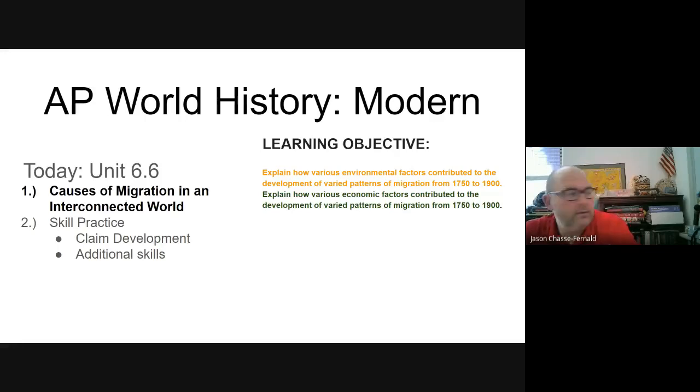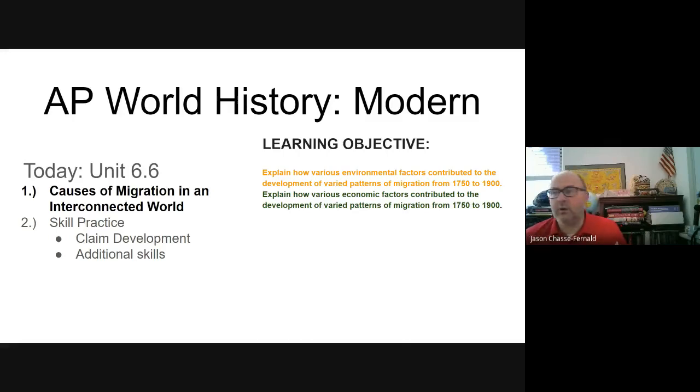Today we're going to look at Unit 6.6, Causes of Migration in an Interconnected World. There are two learning objectives that we need to touch upon for this unit topic. One is explain how various environmental factors contributed to the development of varied patterns of migration from 1740 to 1900, and explain how various economic factors contributed to the development of varied patterns of migration from 1750 to 1900.